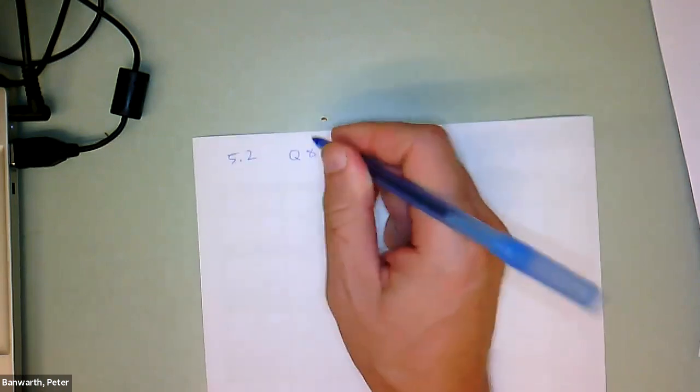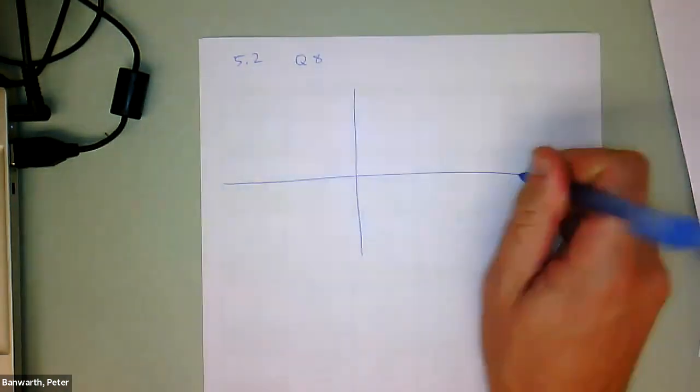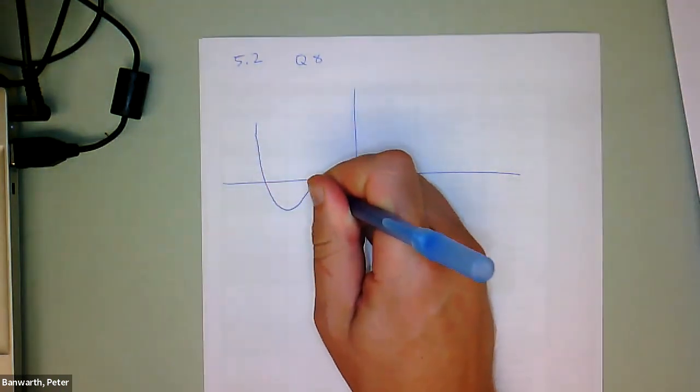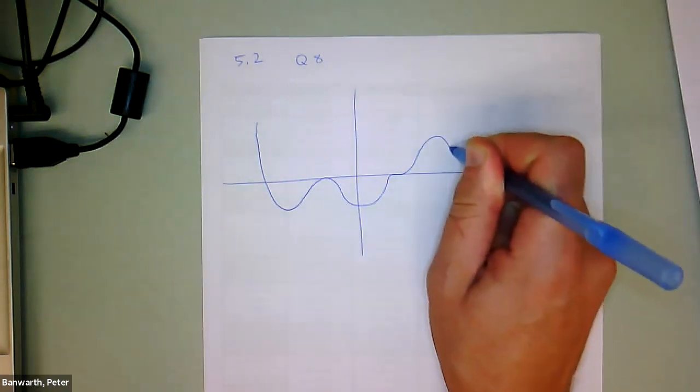5.2, question 8. So far we've taken a formula or an equation and tried to make a graph. And now we're going to take a graph and try to understand what the formula might look like.